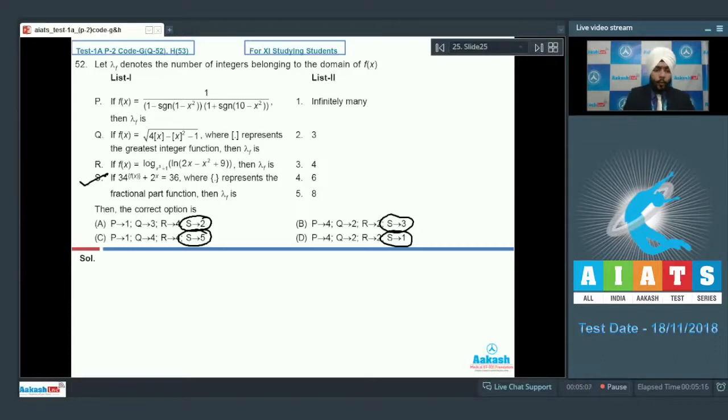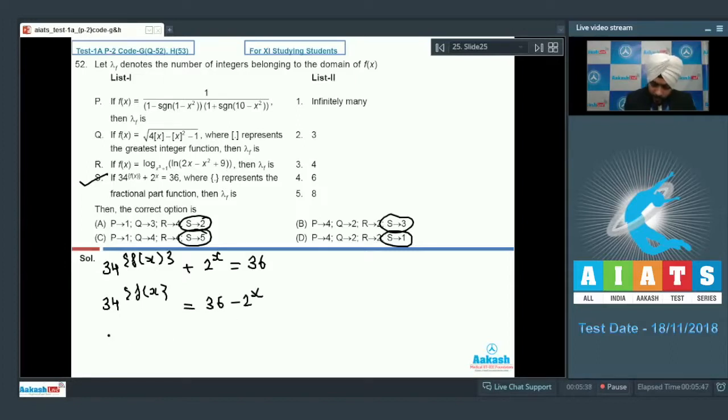S part is 34 raised to the power fractional part of fx plus 2 raised to the power x is equal to 36. So let us calculate fx. 34 raised to the power fractional fx is equal to 36 minus 2 raised to the x. Fractional fx is log of 36 minus 2 raised to the power x to the base 34.